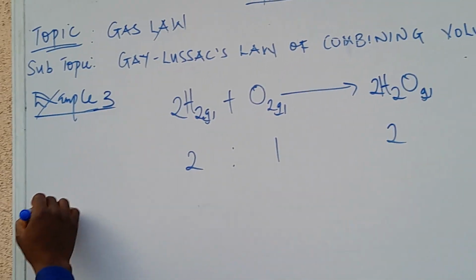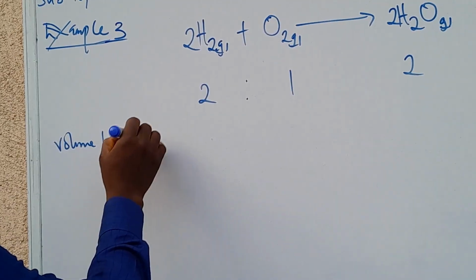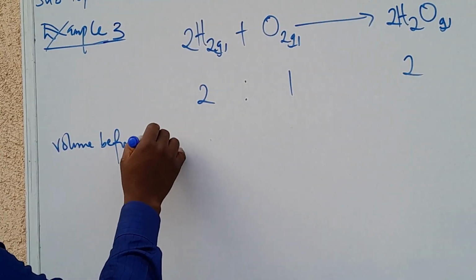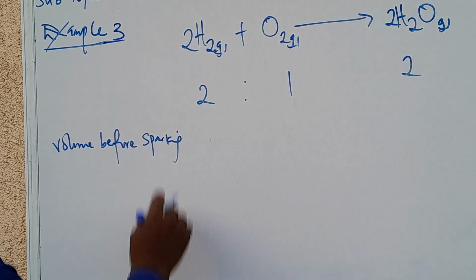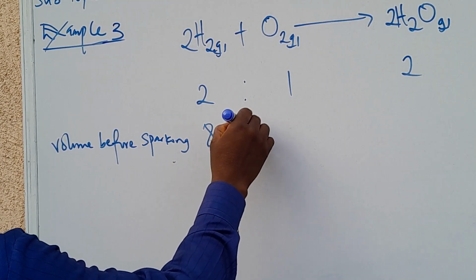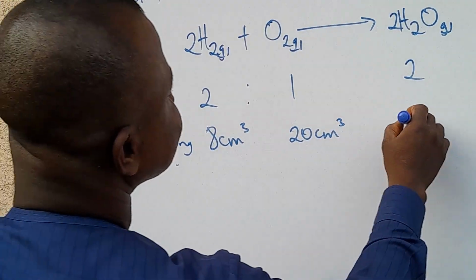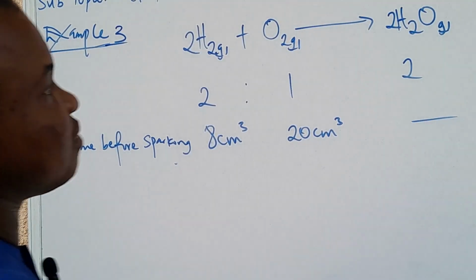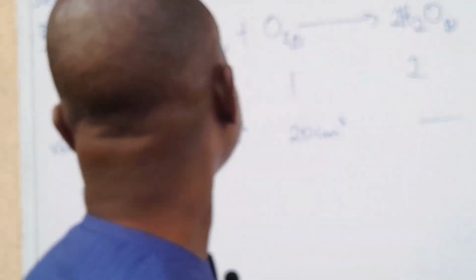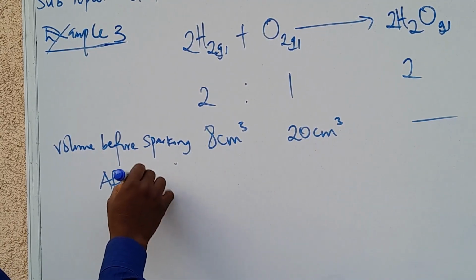So let's look at the volume given, the volume before sparking. What's the volume before sparking? We are given 8 cm cube of hydrogen and we are given 20 cm cube of oxygen. We don't have any volume of steam given. Okay, let's look at the volume after sparking.